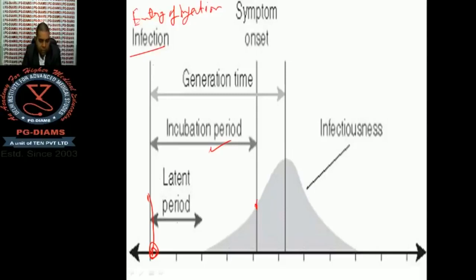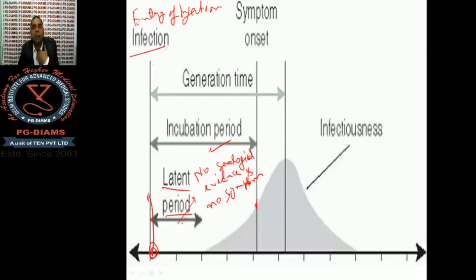Entry of pathogen to the duration up to which disease cannot be detected. That means no serological evidence, no evidence of antibodies, and no symptom. This is latent period. Okay, and incubation period is the difference between entry of pathogen to appearance of first sign and symptom.